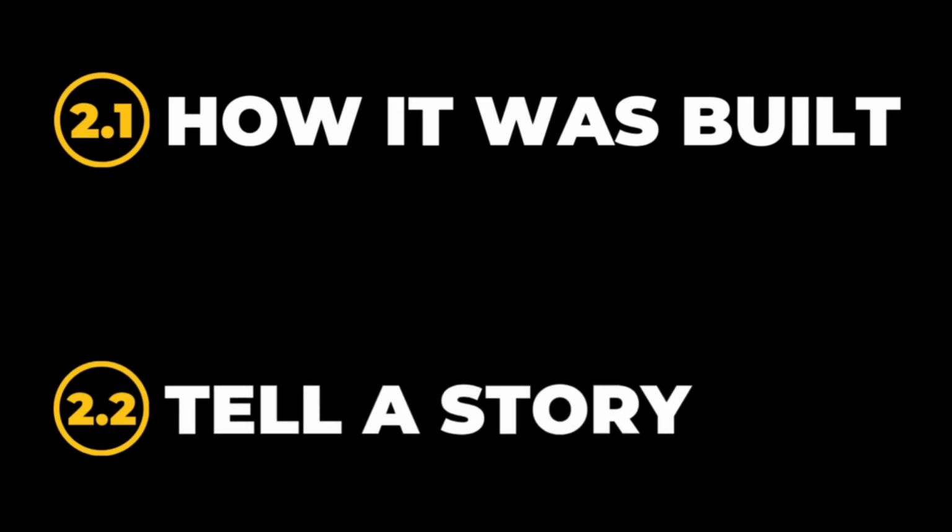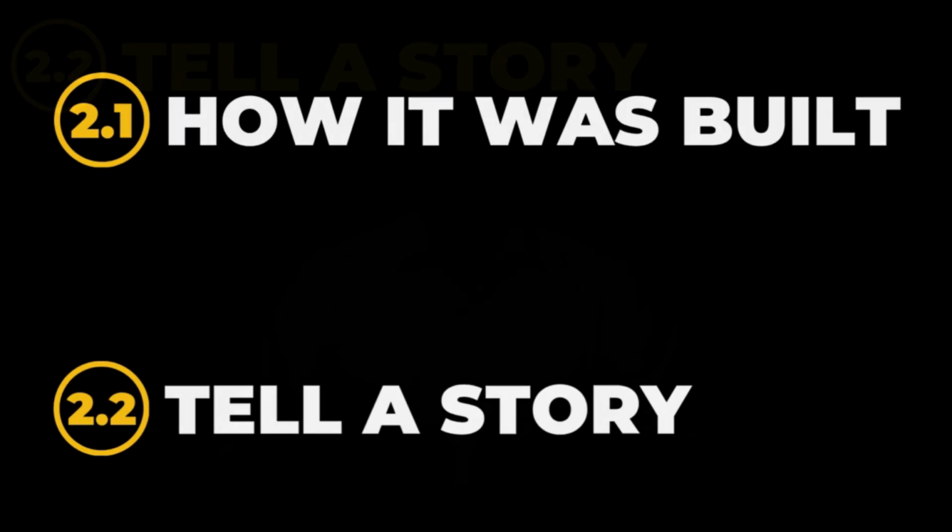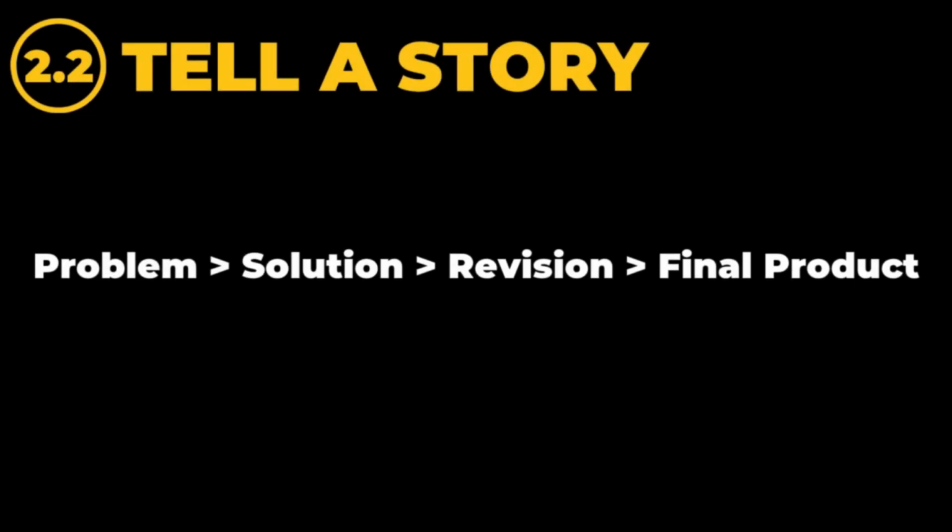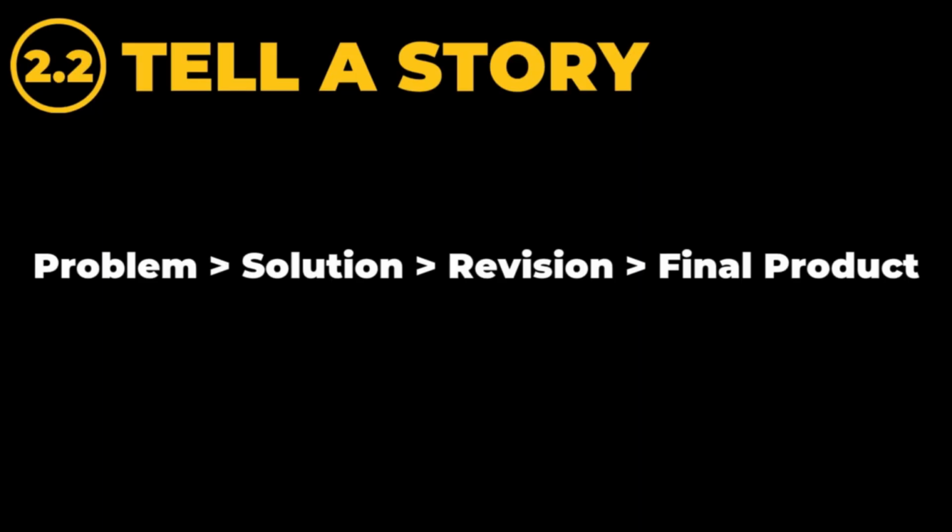And then the second one is telling a story, if there is one to tell, that is. So the way to do this is to define what the problem was for this project. And then you're going to define what the solution was to actually solve that problem. And then you're going to show the revision that you made for the project. And then you're going to show, once again, the final product of the project.